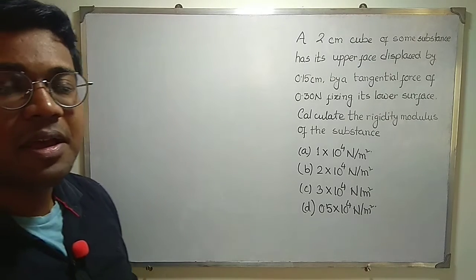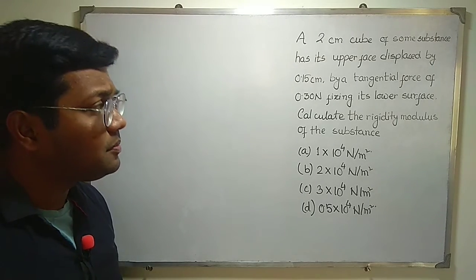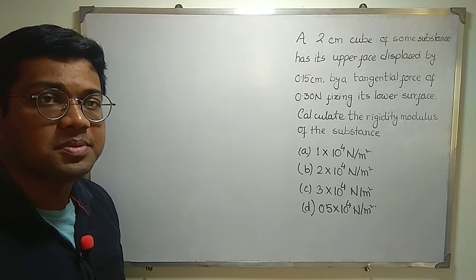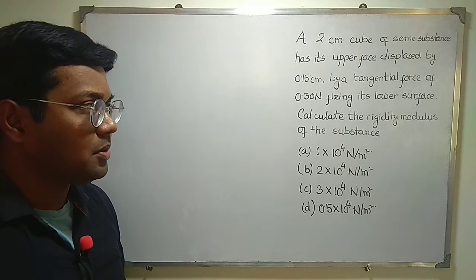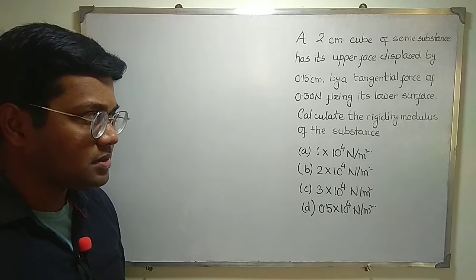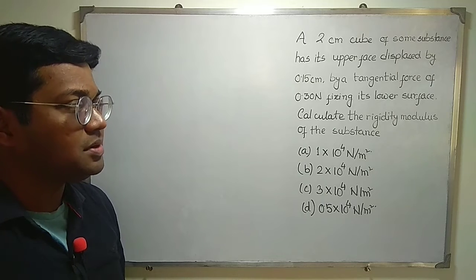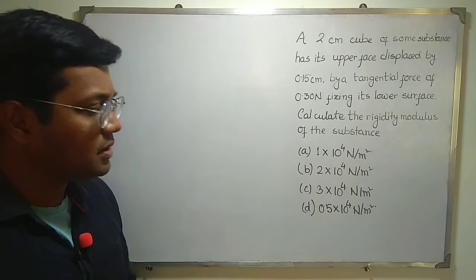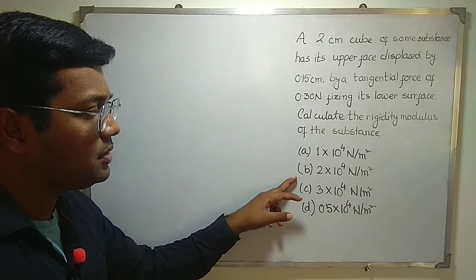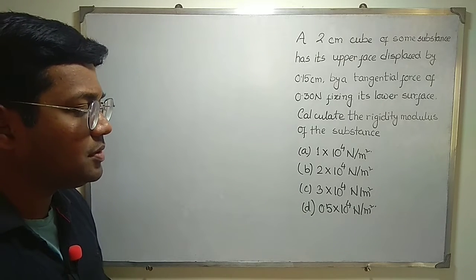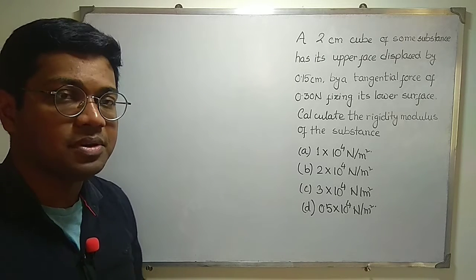Welcome to everyone. The question is, a 2 cm cube of some substance has its upper face displaced by 0.15 cm by a tangential force 0.30 Newton, fixing its lower surface. Calculate the rigidity modulus of the substance that we have to determine. 4 options are given: 1 into 10 to the power 4 Newton per meter square, 2 into 10 to the power 4 Newton per meter square, 3 into 10 to the power 4 Newton per meter square, and 0.5 into 10 to the power 4 Newton per meter square.